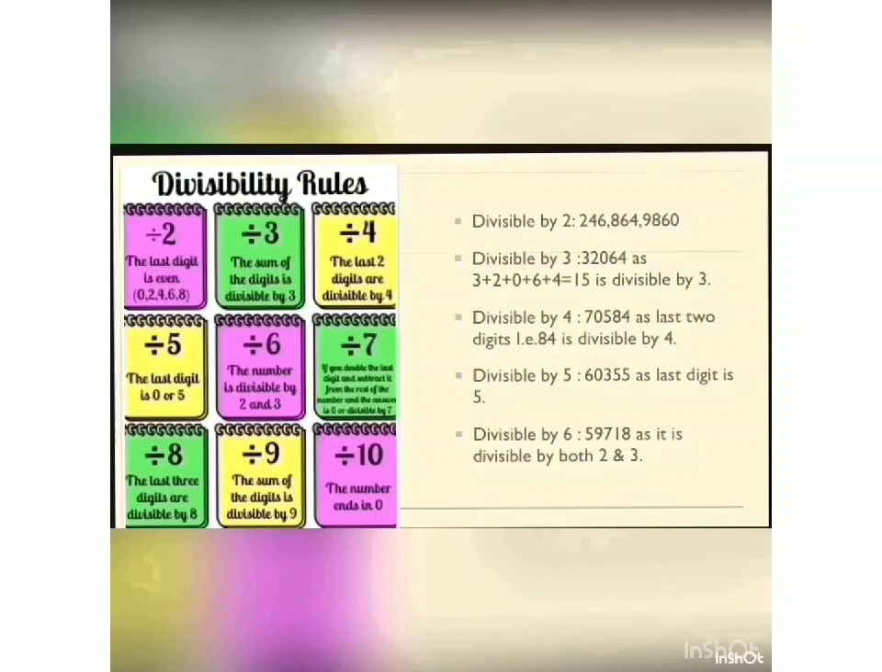If the number is divisible by 2 and 3 both, we can say that the number is divisible by 6 also. If the number formed by the last three digits of the given number is divisible by 8, the number is divisible by 8.